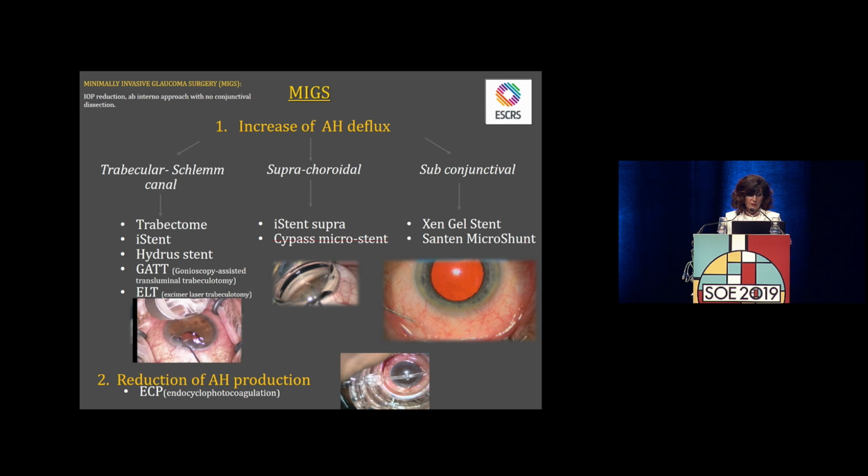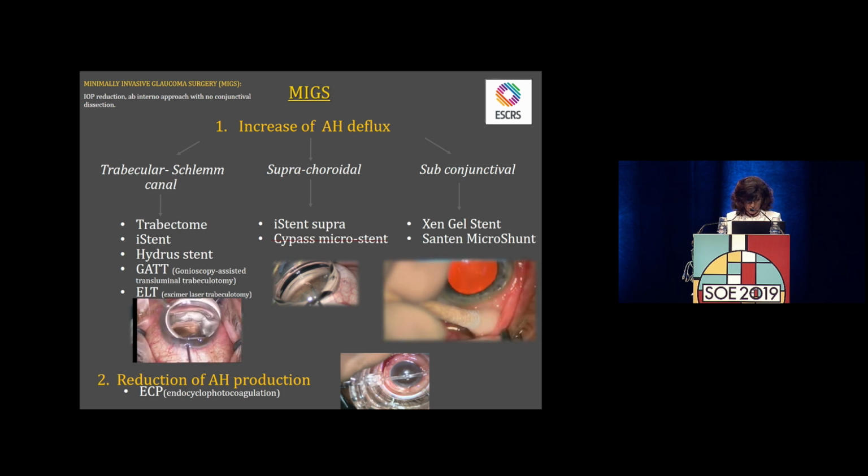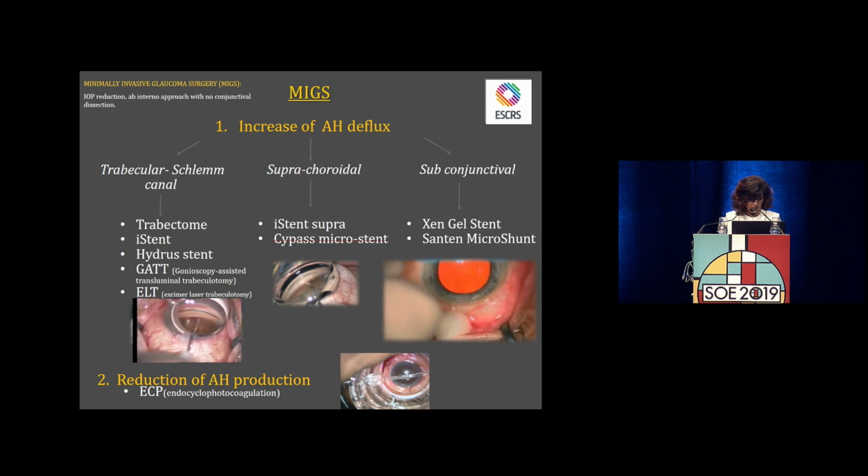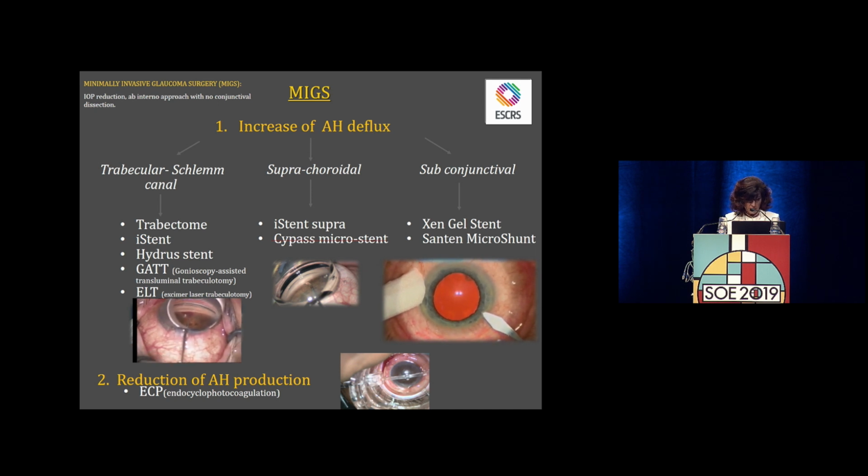What is minimally invasive glaucoma surgery? This is an IOP-reducing approach ab interno with no conjunctival dissection. There are two groups: one is increasing aqueous humor outflow, and the second is reducing aqueous humor production. If we want to proceed at the angle, in the trabecular Schlemm canal, we can operate on patients with Trabectome, iStent, Hydrus stent, GATT, or excimer laser trabeculotomy.